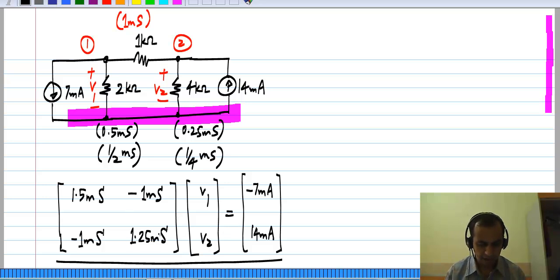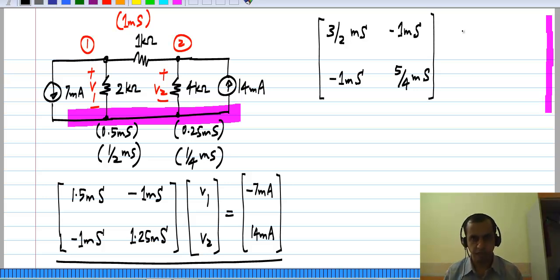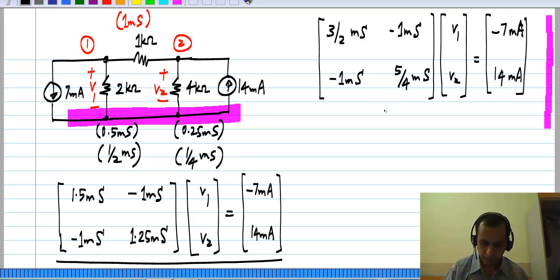Now, let me rewrite these fractional entries in a different form so that it's easier to calculate the inverse. This can be written as 3 by 2 millisiemens, minus 1 millisiemens, minus 1 millisiemens, and plus 5 by 4 millisiemens. This is not strictly necessary, okay? You can of course work with decimal numbers, but here I am trying to do it without having to use calculators and so on. I will put it down this way. Minus 7 and plus 14 milliamps. Okay. So, this is G and this is V and this is I.